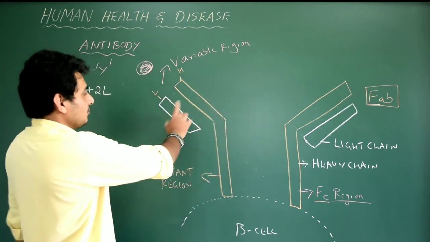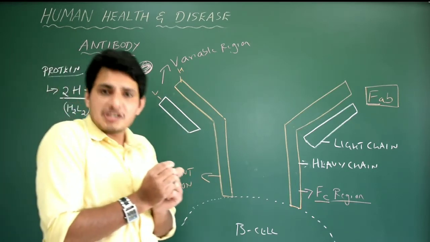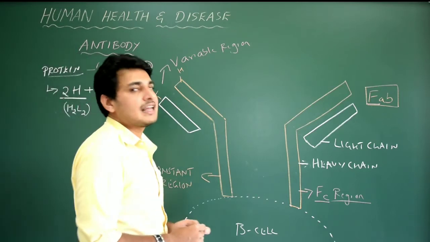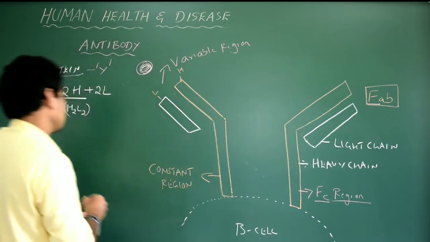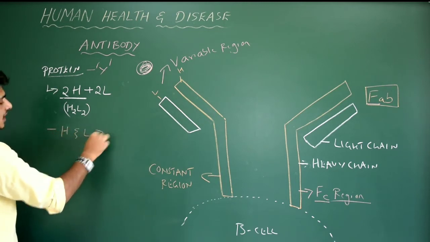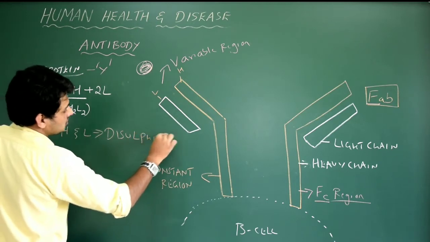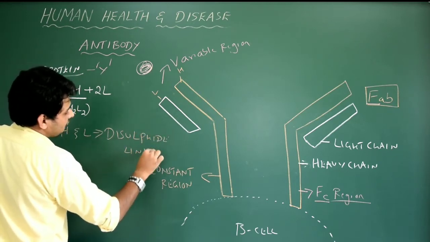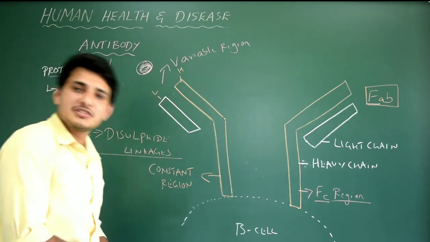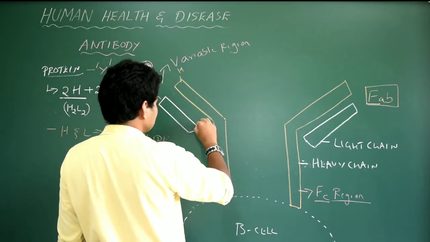Now see, there is no connection, right? So to provide a proper structure or stability to the antibody, you see disulfide linkages. These two heavy and light chains are linked by disulfide linkages. Note this point. Disulfide linkages will be seen. Very important. Now let me just draw that disulfide linkage.